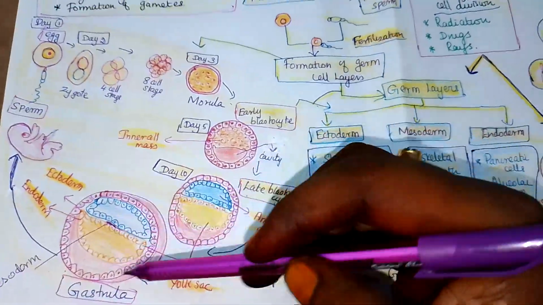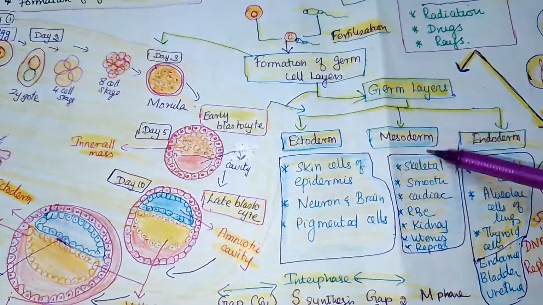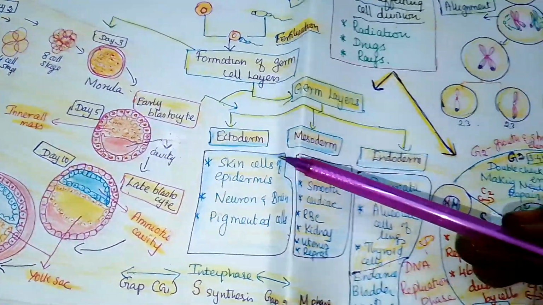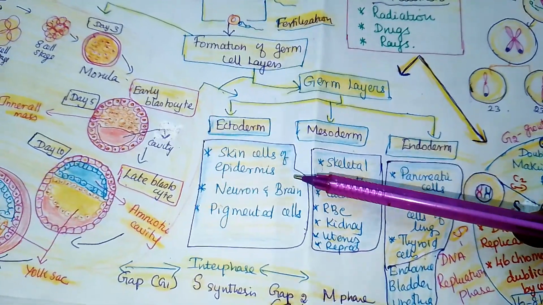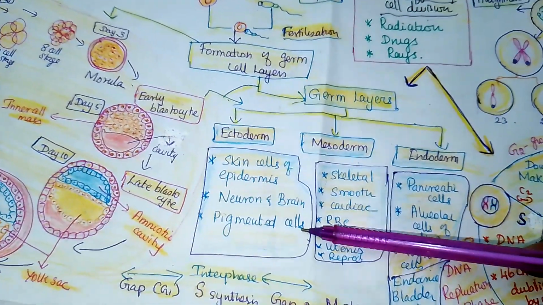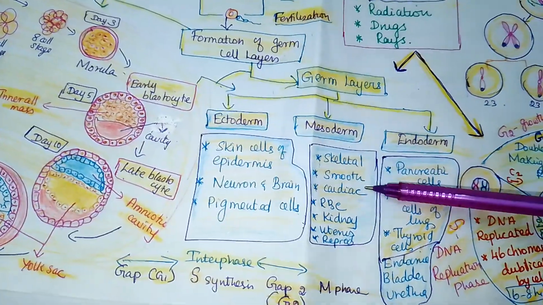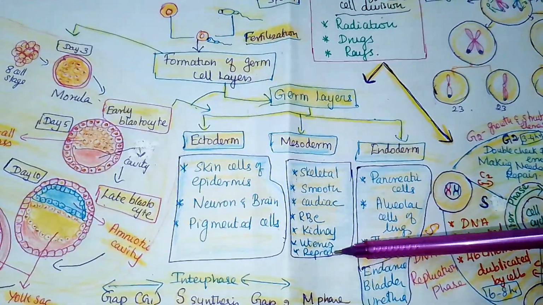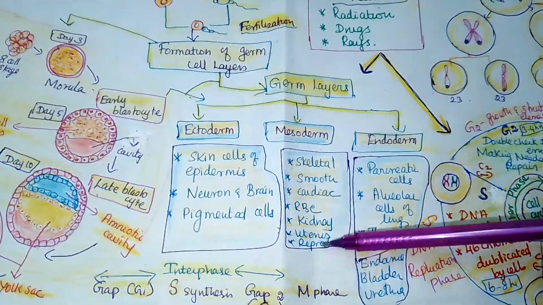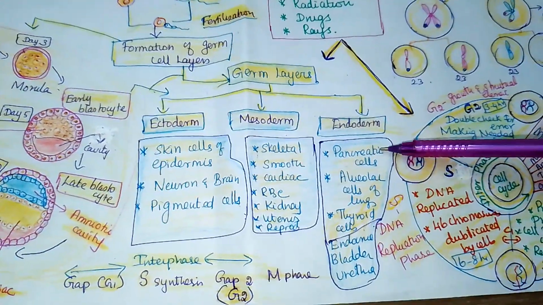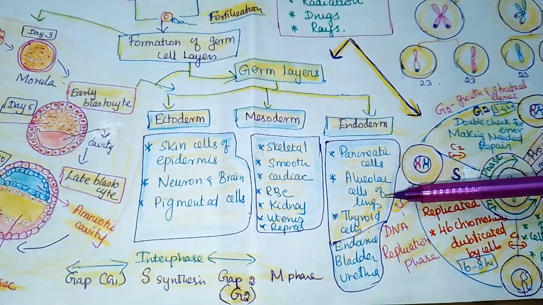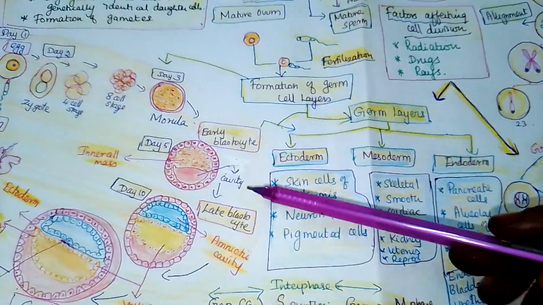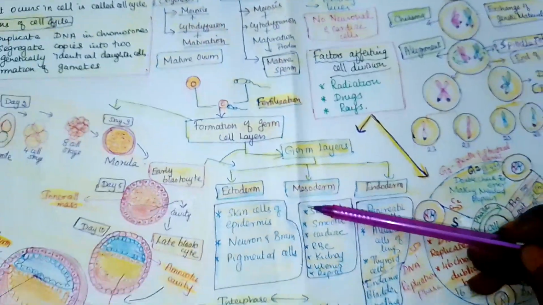The ectoderm, endoderm, and mesoderm again go through changes, and from each germ cell layer the organs start to develop. What are all the organs developing? From the ectoderm, mainly the skin cells, epidermis, neuronal cells, brain cells and pigmented cells. From the mesoderm, skeletal, smooth and cardiac muscle, RBCs, kidney, ureter, and the reproductive system. The endoderm gives the pancreatic cells, alveolar cells, thyroid, endocrine system, bladder and the urethra.